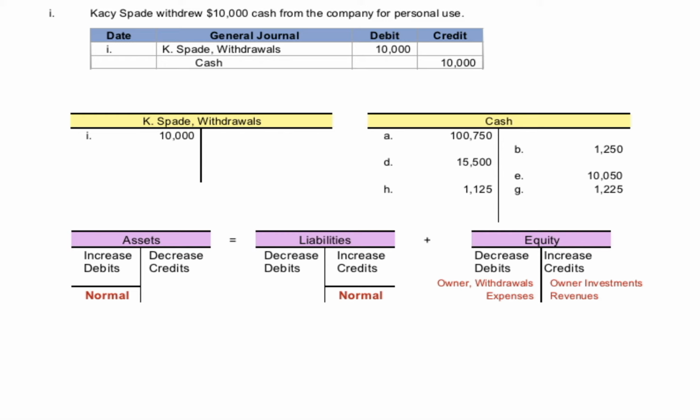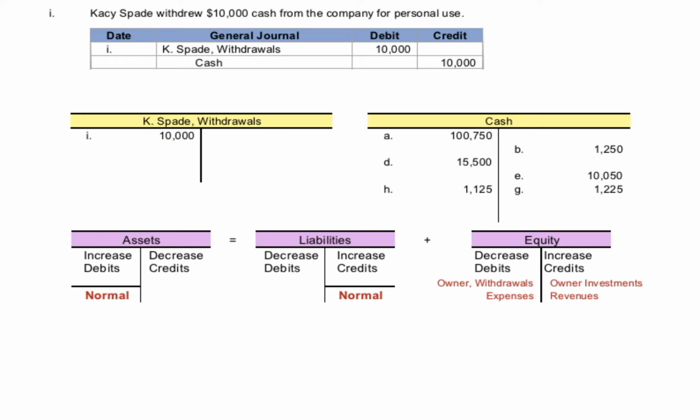So if I want to increase the amount, looking at K-Spade withdrawals, what is in that account, what does that tell me? That tells me this is how much the owner has taken out of the business and put in his or her own pocket. Okay? So from that perspective, if you're increasing what's in K-Spade withdrawals account, that is increasing the amount that's coming out.